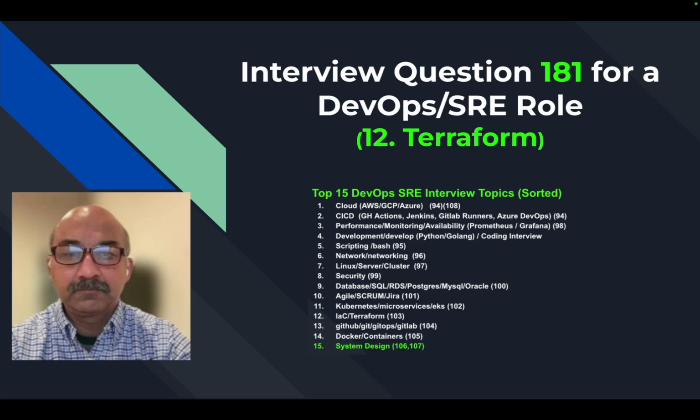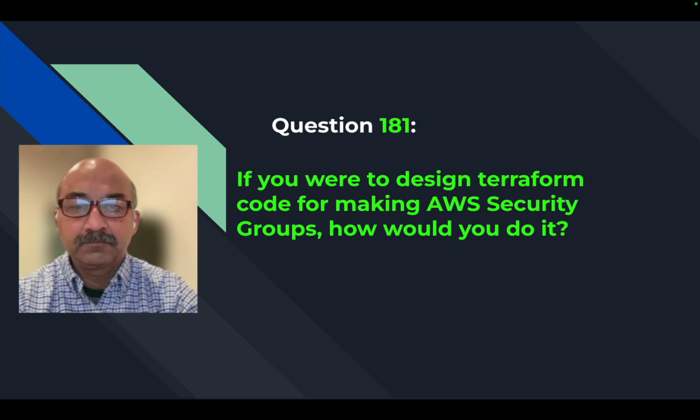Today we're at topic number 12, Terraform. It's a very important topic, even though data suggests it's at number 12. My intuition, based on my experience, is that Terraform should be like top 3 or 4. It is used everywhere in DevOps. If you don't know Terraform, chances are very low that you're going to get an offer for any jobs. You have to know Terraform.